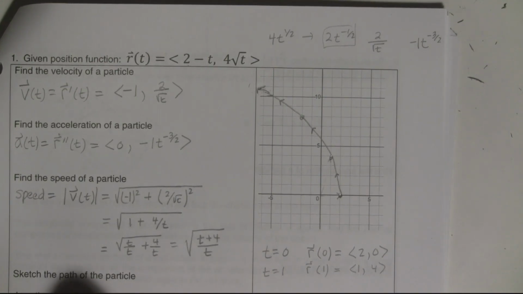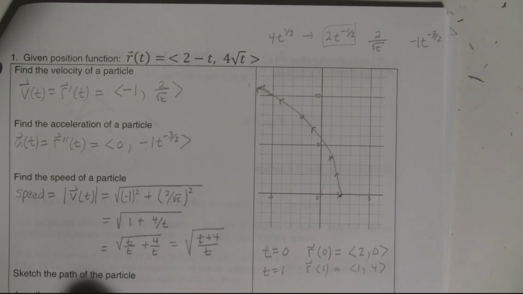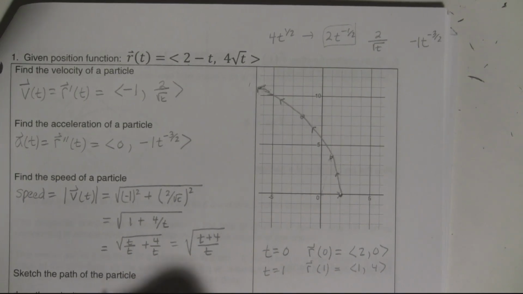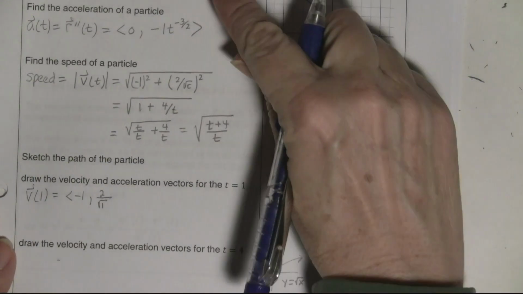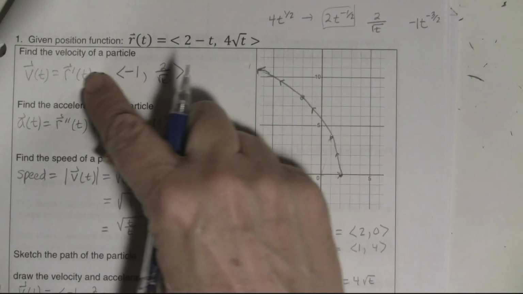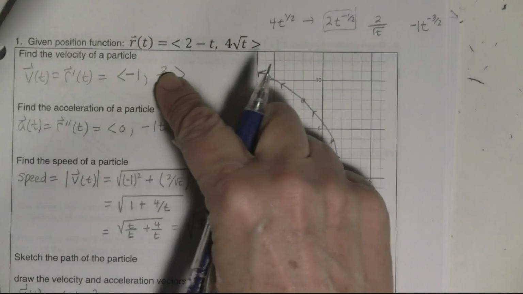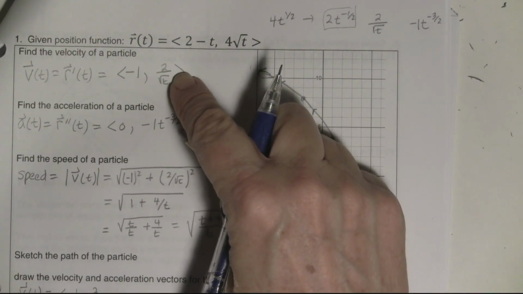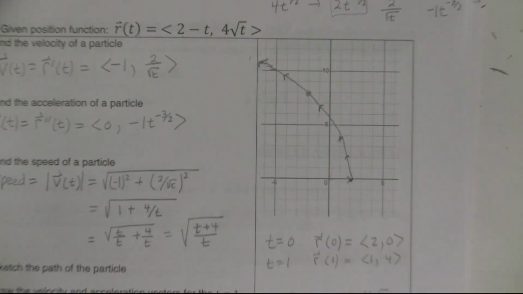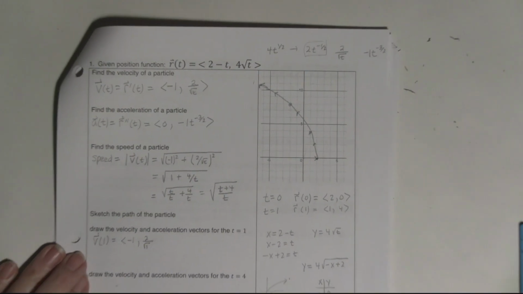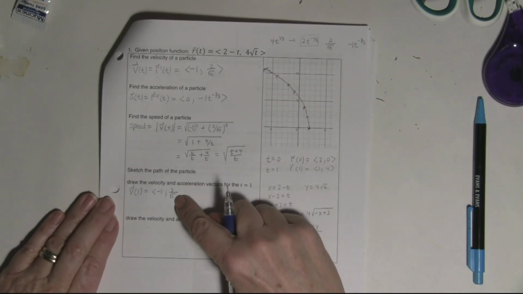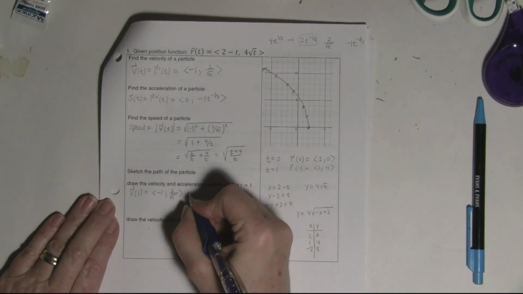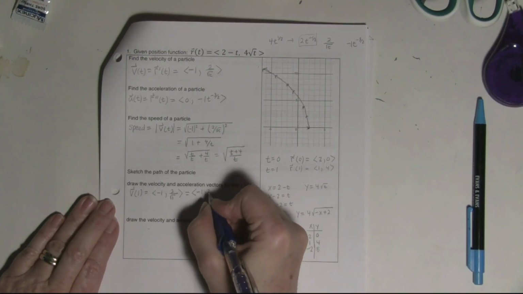So the velocity vector for 1 is -1, and then you're going to put in here 2 over the square root of 1, because you're plugging in. You can't see, I'm sorry. So I'm right here in this vector for the velocity, and I'm plugging in 1. The square root of 1 is 1. So this vector becomes -1, 2.